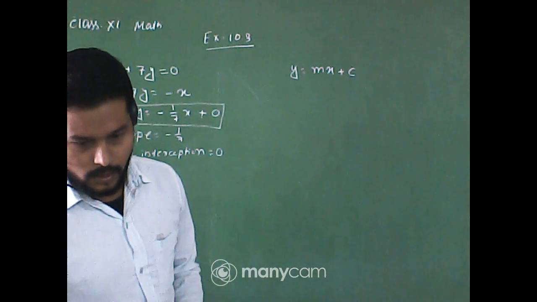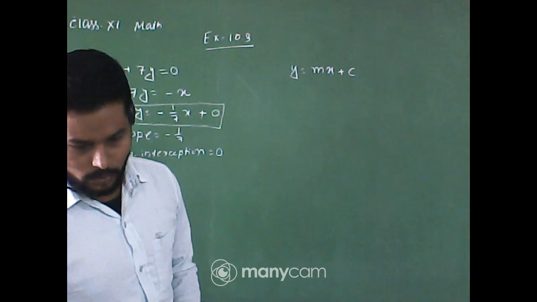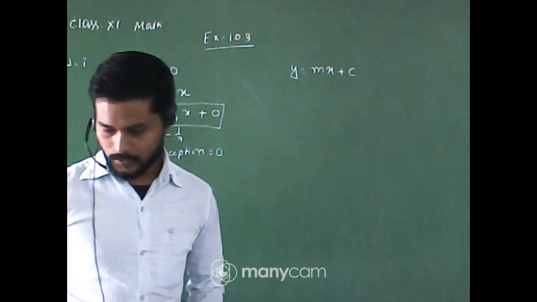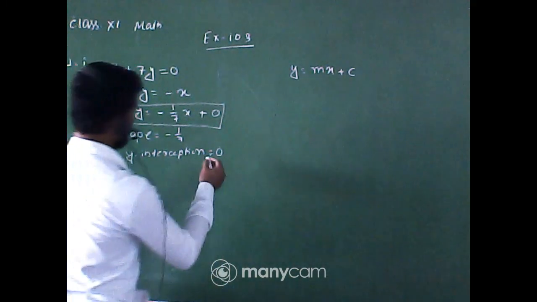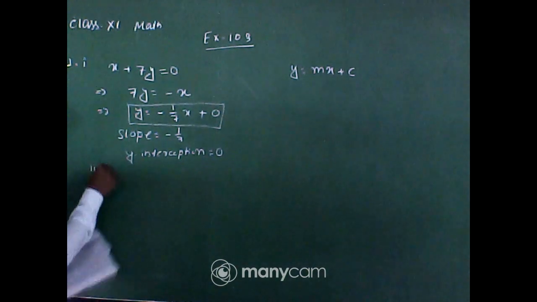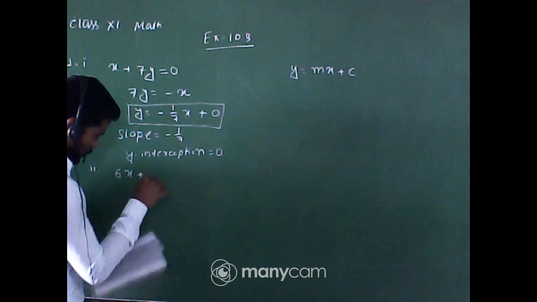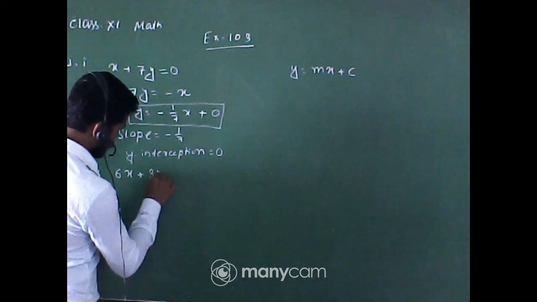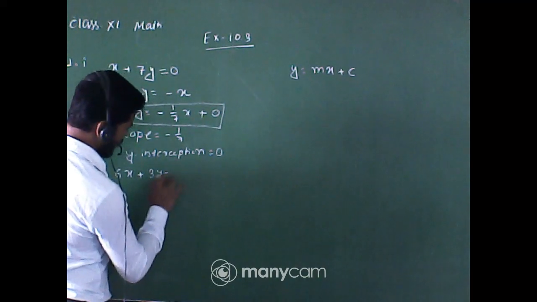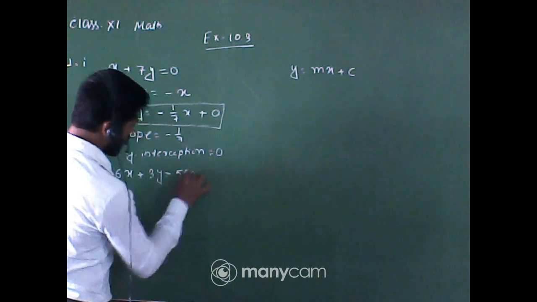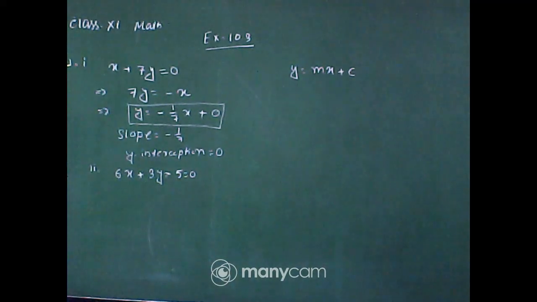Okay, now let's go to the next question. We'll take one more example. The second question is 6x plus 3y minus 5 is equal to 0. We have to represent this equation into slope intercept form.